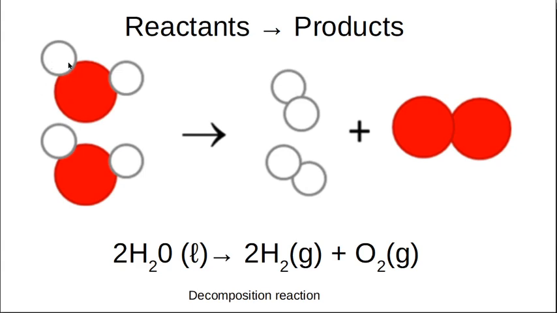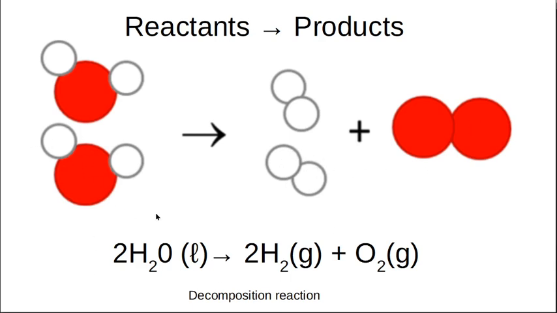So the other thing we're going to look at is I've got 1, 2, 3, 4, 5, 6 atoms on the left. I've got 1, 2, 3, 4, 5, 6 atoms on the right. But the main point here is this is a decomposition reaction. So I took something that was a relatively complex molecule and I split it into more simple molecules.